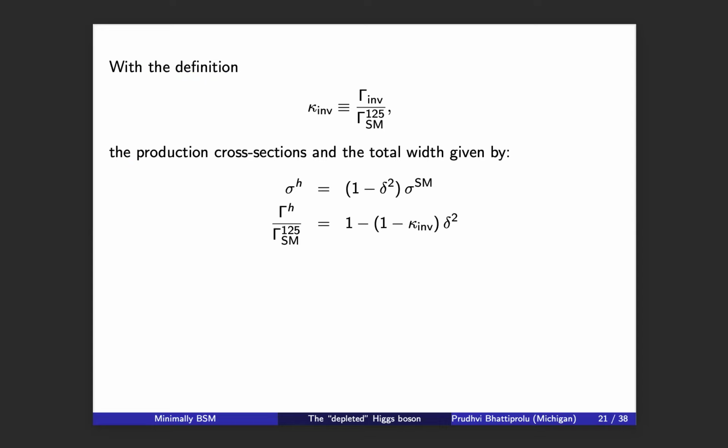So this H just inherits all the quantum numbers of the standard model Higgs, but it has a different coupling. Exactly. It's just like the standard model Higgs, but it acquires a universal coupling suppression to all of its standard model final states, and then an invisible width additionally.